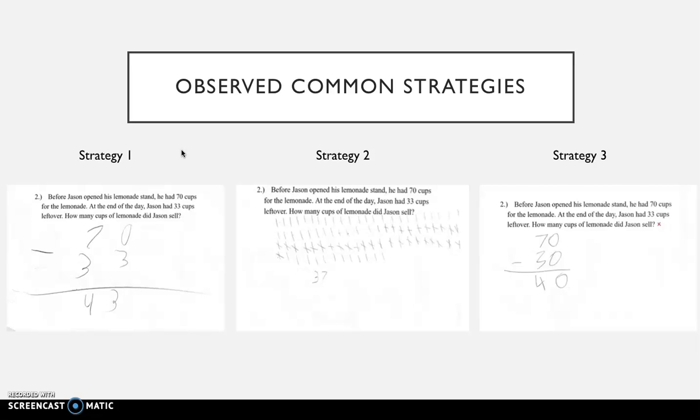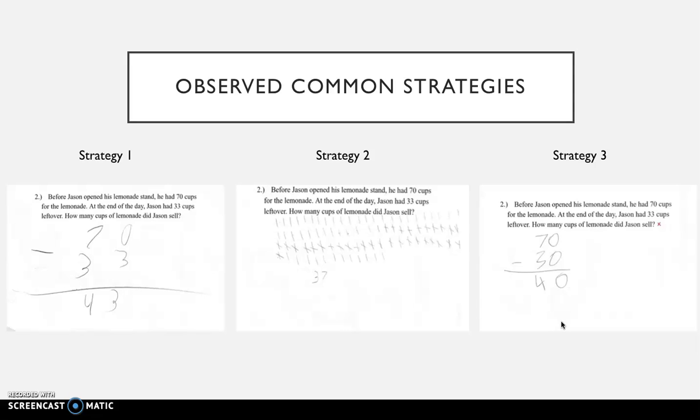Other students widely used the third strategy, which was to change the 33 into 30 in order to have easier numbers to subtract. Although this is a good strategy, some of these students forgot, just like in this example, to go and subtract 3 more from 40, which would have resulted in the correct answer of 37 cups.